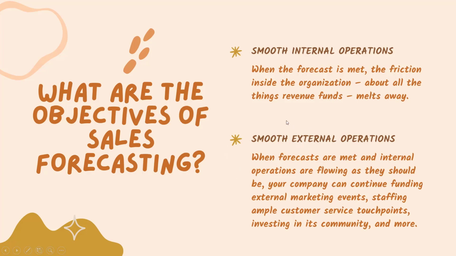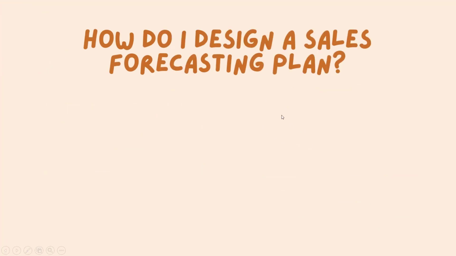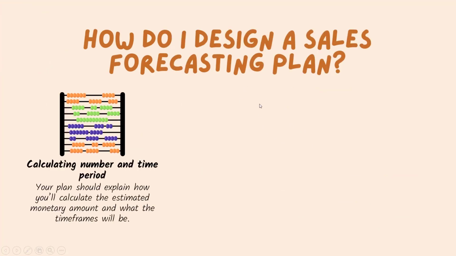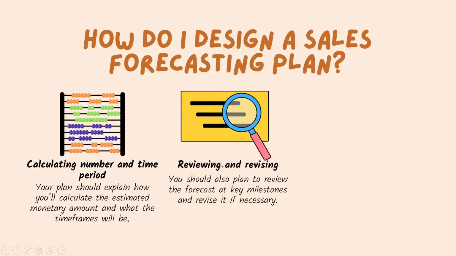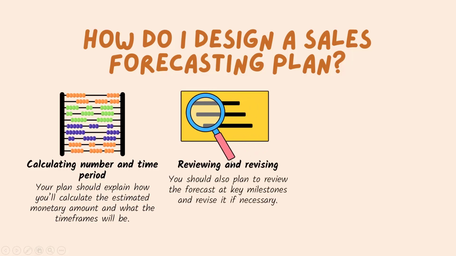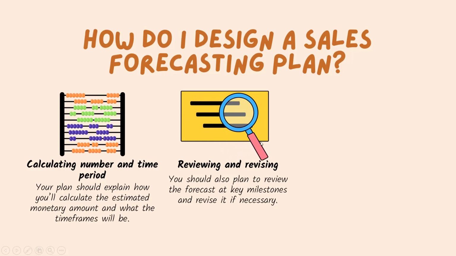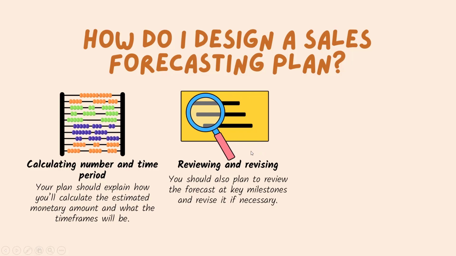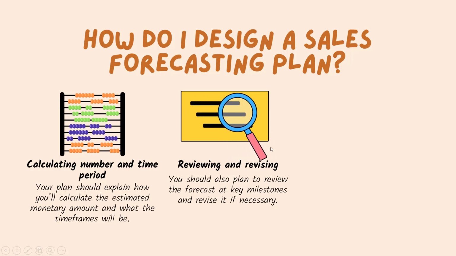How do you design a sales forecasting plan? Calculating number and time period. Your plan should explain how you'll calculate the estimated monetary amount and what the time frames will be. Reviewing and revising. You should also plan to review the forecast at key milestones and revise it if necessary. Most sales leaders track progress against their forecast daily. But you'll also want to schedule designated check-ins throughout the quarter.